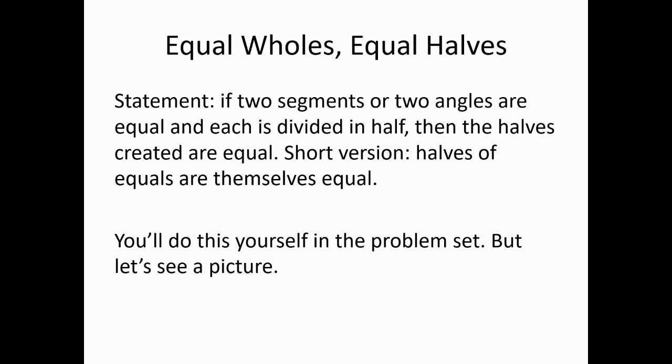And only one of them we will actually do ourselves. The others we'll just talk about a little bit. So here's the statement that you will prove. If two segments or two angles are equal and each is divided in half, then the halves created are equal. Or as Euclid would have put it, halves of equals are themselves equal. You'll do this in the problem set.